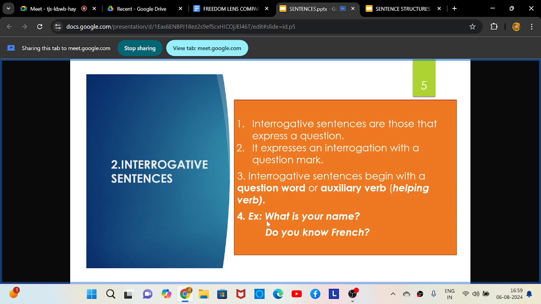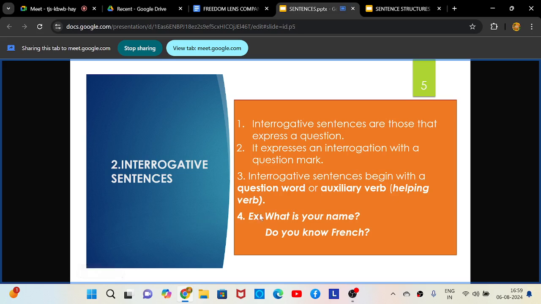Okay, so for example, we are having 2 questions. What is your name and do you know French? In the first question, you can see it begins with a question word, that is what. What is your name? And the second question begins with a helping verb, do. Do is a helping verb. Do you know French? So questions can be formed either with question words or auxiliary verbs.